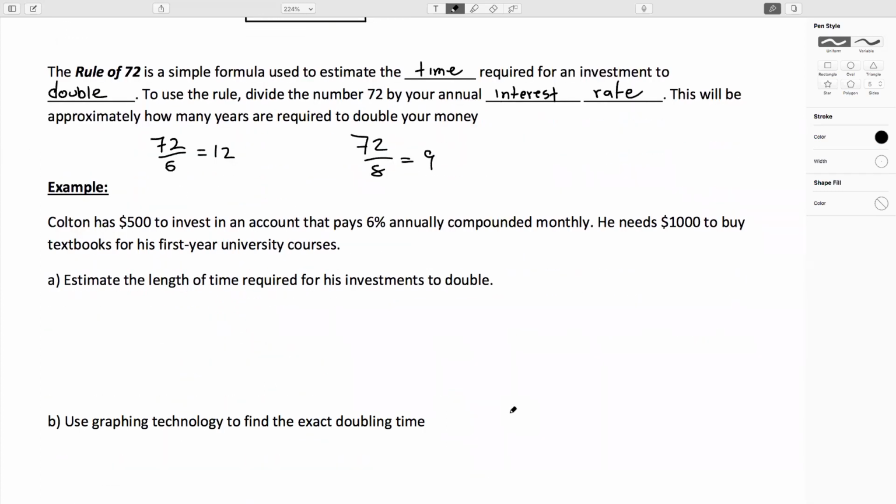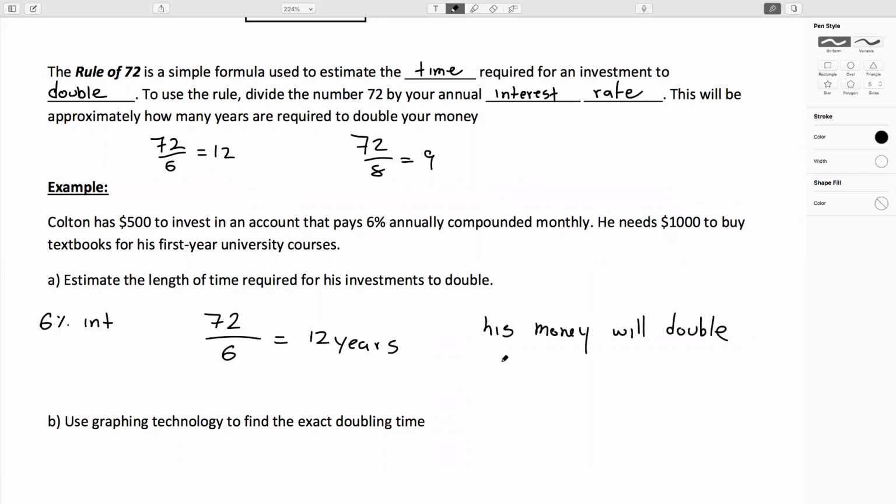Bolton has $500 to invest in an account that pays 6% annually compounded monthly. He has $1,000 to buy, or he needs $1,000 to buy textbooks for his first year university courses. So we don't really need to set up our equation for part A. We just need to estimate. So if he has 6% interest, 72 over 6 is 12 years. So his money will double in approximately 12 years.